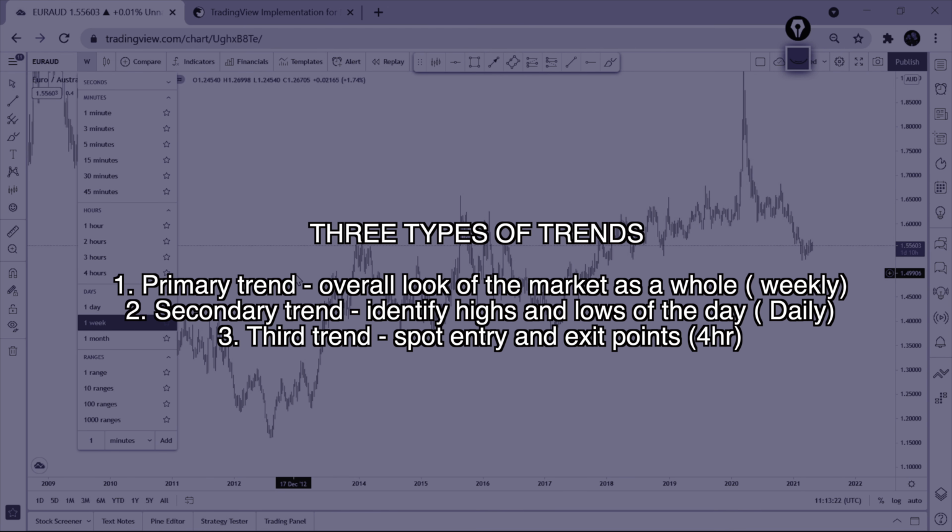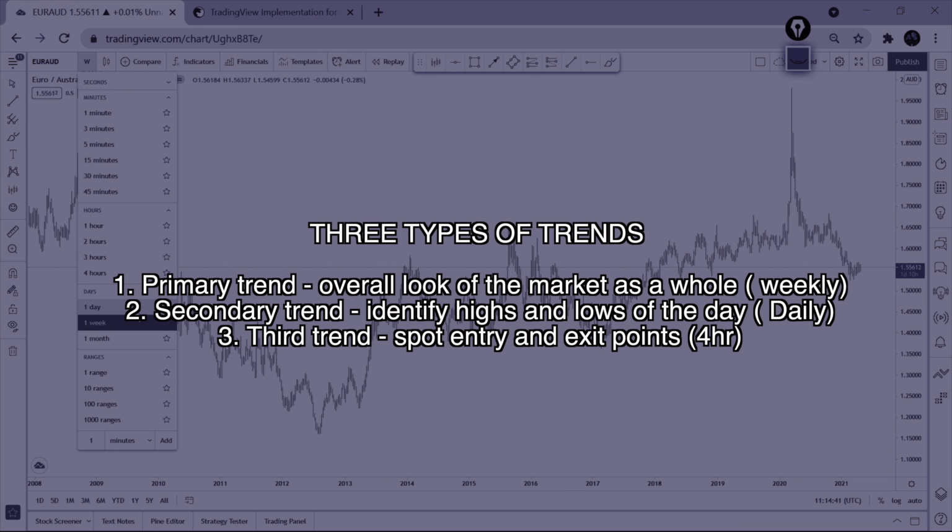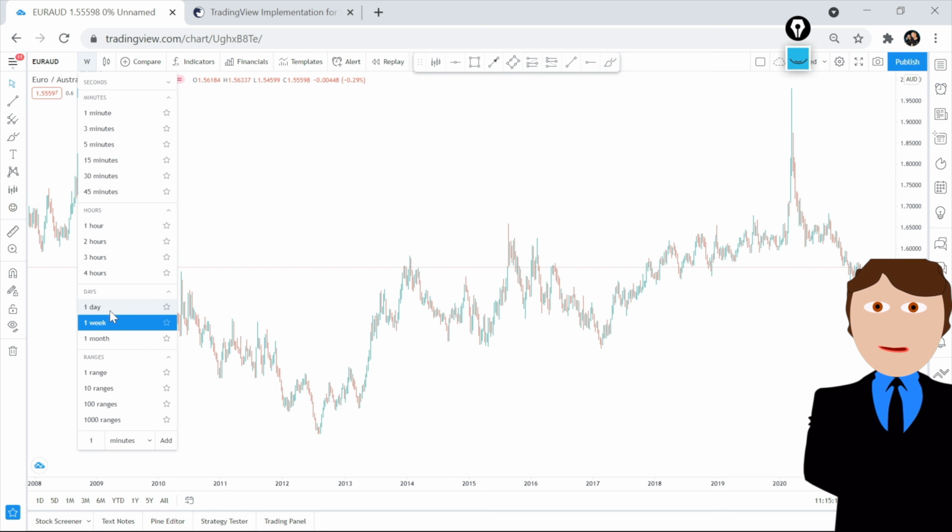So secondly, we have the secondary trend. The secondary trend is used to identify highs and lows of the day, meaning that we're going to focus on the daily time frame because you want to spot the high of the day and the low of the day. All right. So lastly, we have the third trend. The third trend is to spot entry and exit points. Usually this one is on the 4-hour time frame all the way down to 15 minutes. We use this last trend to basically look for entry opportunities. All right. So without any further waste of time, guys, let's start the lesson.